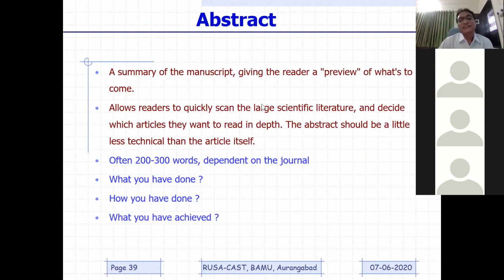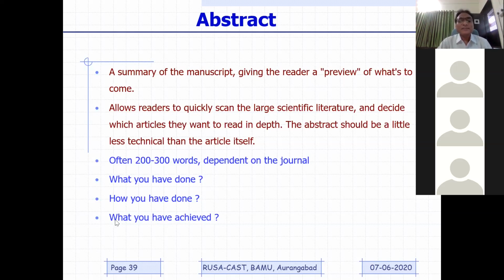Now what about the abstract? The abstract is again very, very important. Whenever you are submitting your manuscript, the editor and reviewer are going to judge your manuscript to begin with on the basis of your title and abstract. The first milestone should be the title. The title should be very clear and attention grabbing, and then the abstract, because to begin with they are going to see the abstract only. Now what is expected in the abstract?